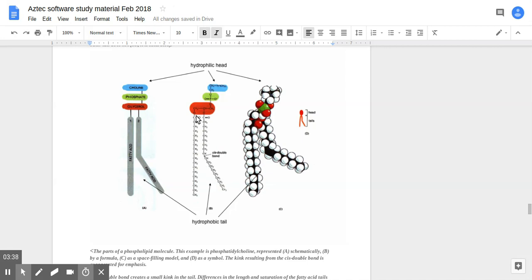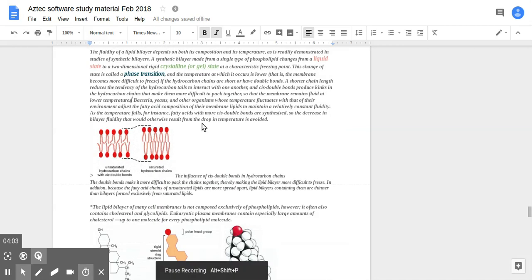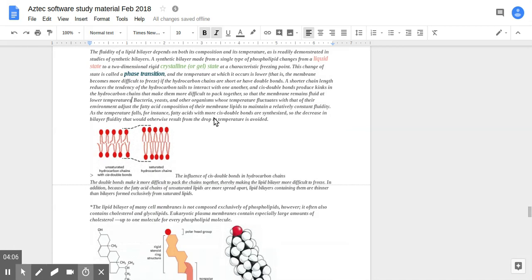However, if you have straight chains, so the double bond is called an unsaturated fatty acid, while all single bonds in the chain is called saturated. So these cause more rigidity in the membrane, the saturated fatty acid chains. A shorter chain length of the hydrocarbon chains makes them more difficult to pack together as well. The membrane remains more fluid at lower temperatures.